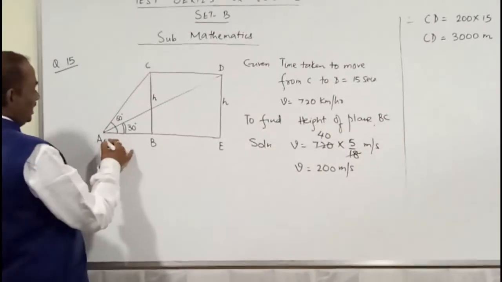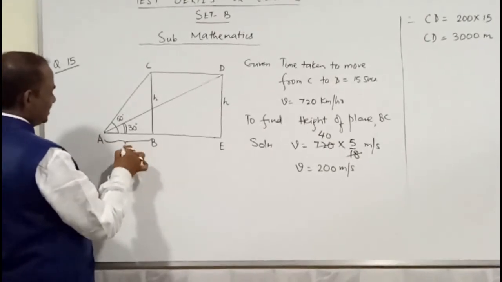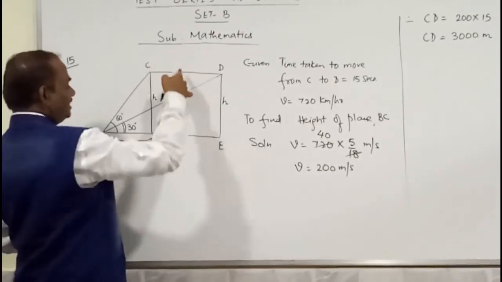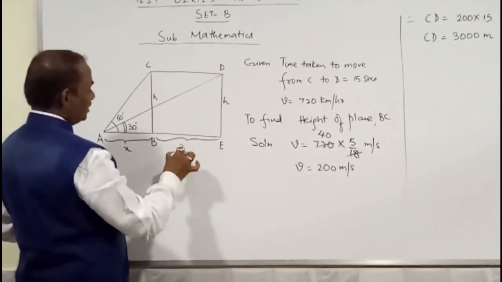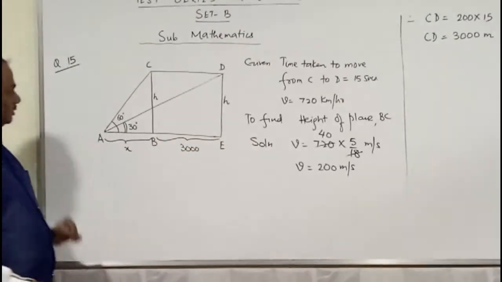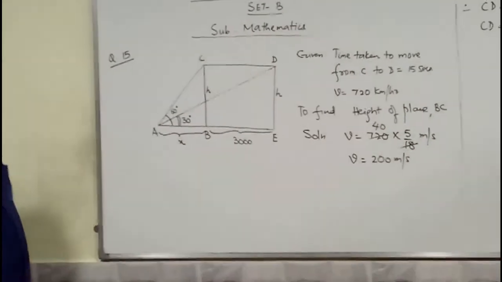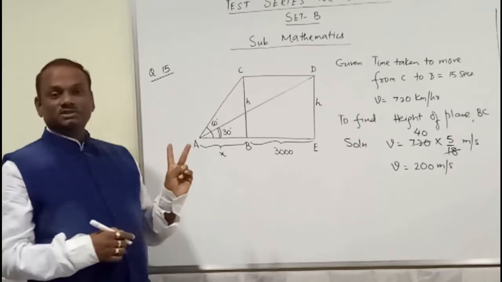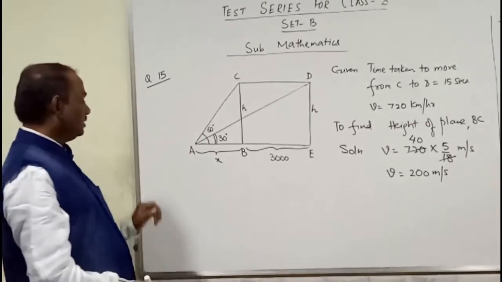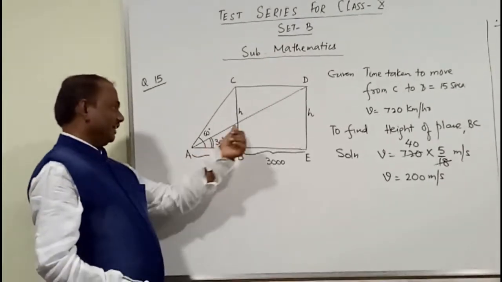What I will do, I will take this AB as X, and because CD is equal to BE, this is now 3000 meter for me. Now if I take two triangles, I get two equations, and using the two equations and following the method of elimination, I can easily find the value of H.